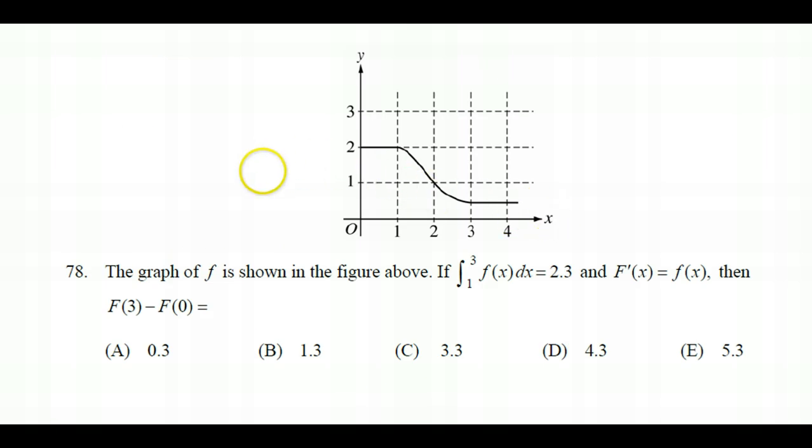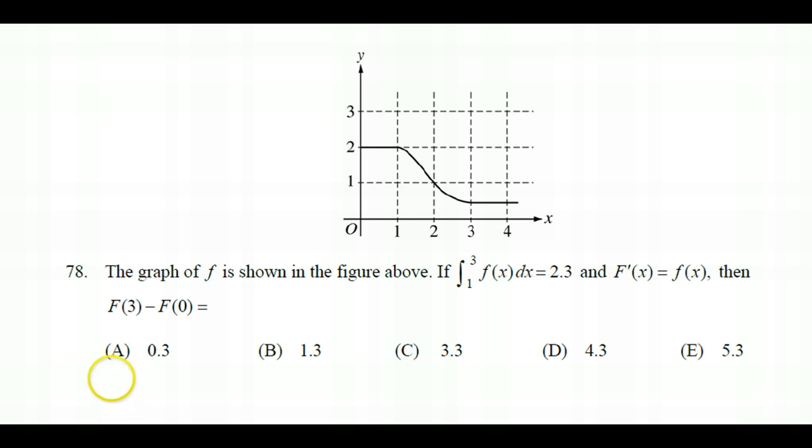Alright, and so now a final look at an AP multiple choice question. So here I have this graph. Here's x and here's y. So here's my function, and they've been really particular about some of the points that it goes through being on this grid that's drawn for us. And it tells us the graph of f is shown in the figure above. If the integral from 1 to 3 of f of x dx equals 2.3 and big F prime of x equals little f of x, then what is f of 3 minus f of 0?